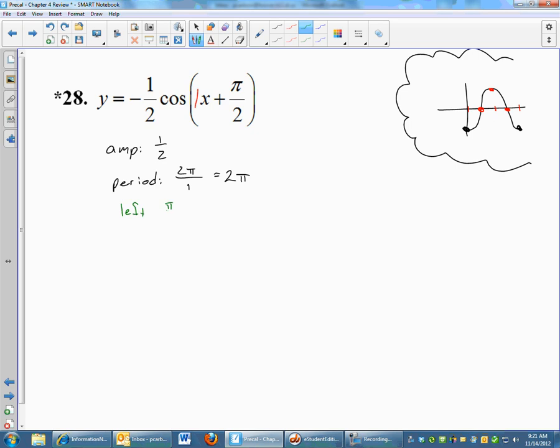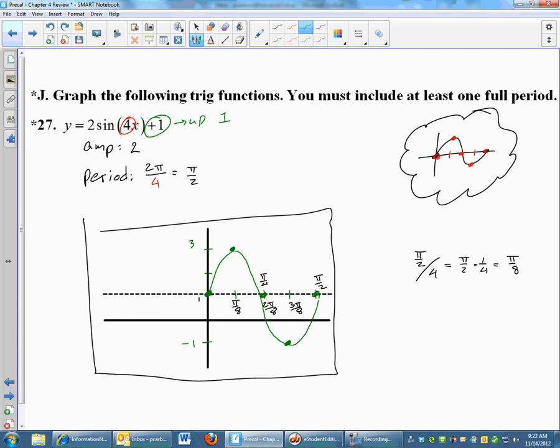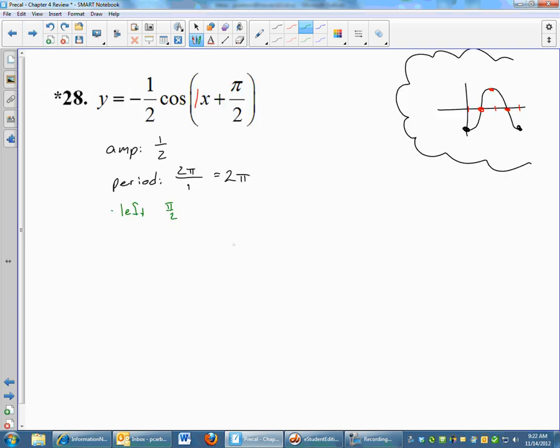Now, horizontal shifts, if I go left or right, I wait and do those at the end. If I go up or down, I will go ahead and do the up or down first, like I did with this sine graph. But with the left or right graph shift, I'm going to do that at the end. So let's get my axes going.